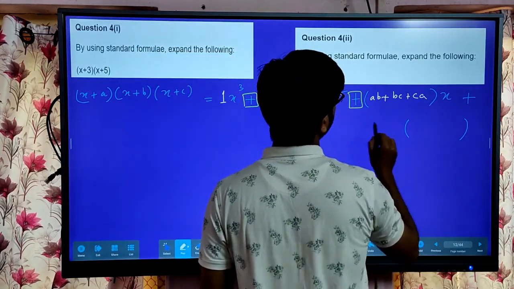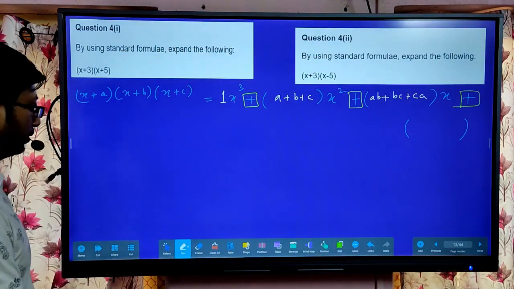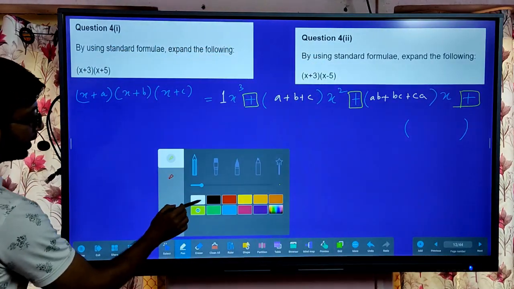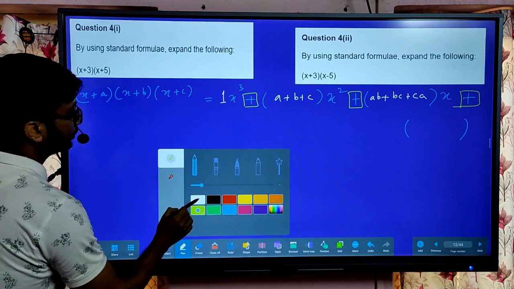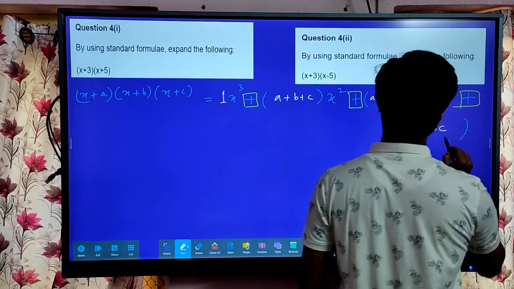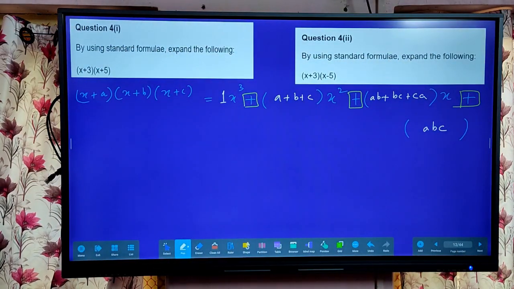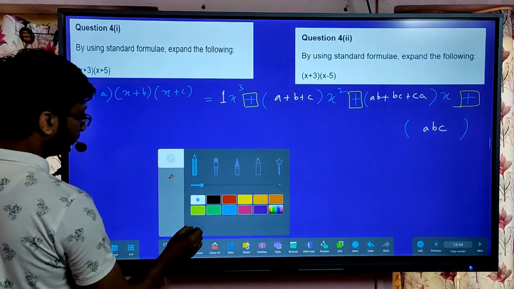This plus will remain every time, in every formula. All the adjustments will be done inside the bracket. So this will be ABC, ABC. Okay, understood? Now let us see another form.